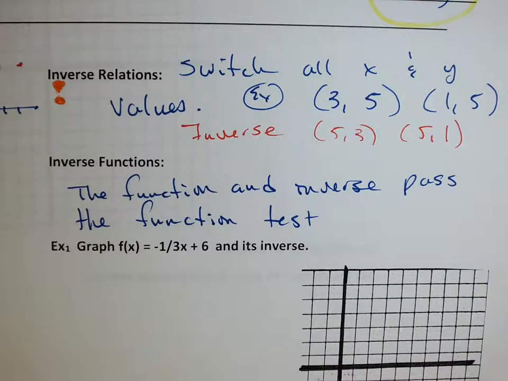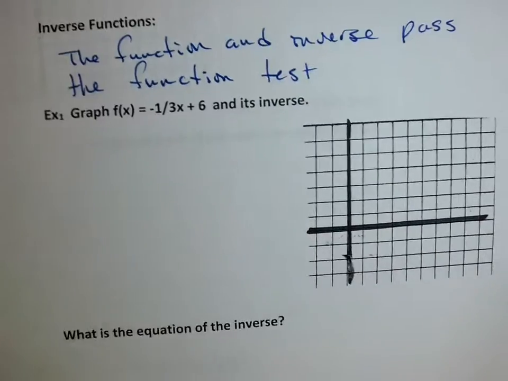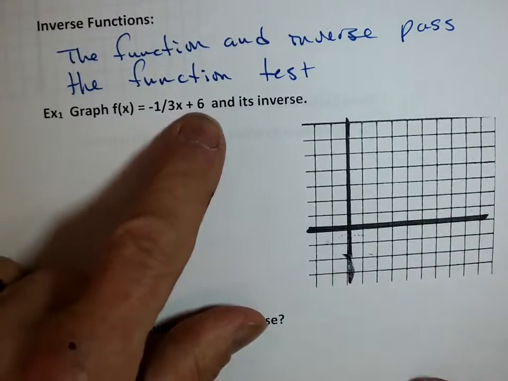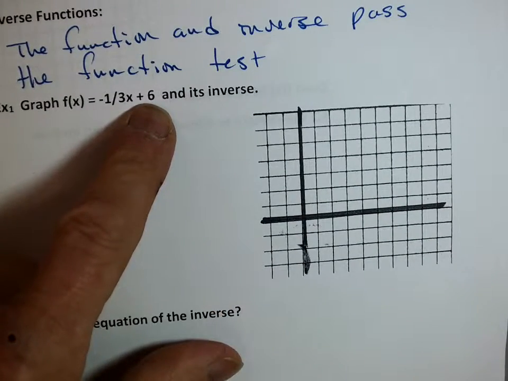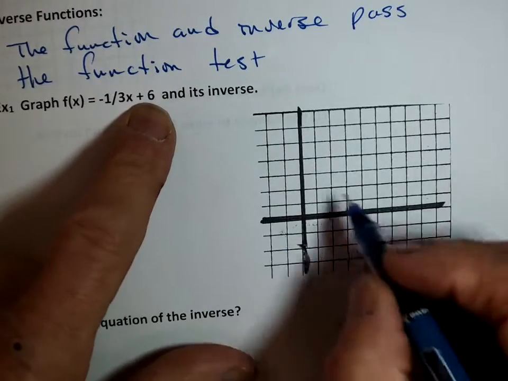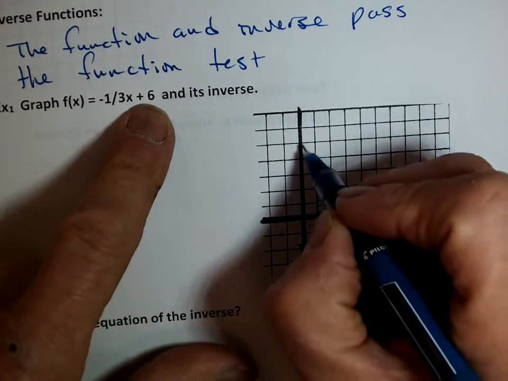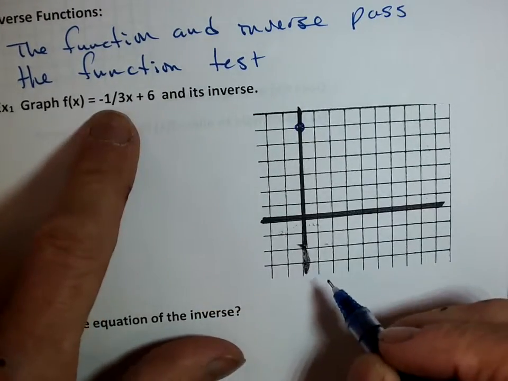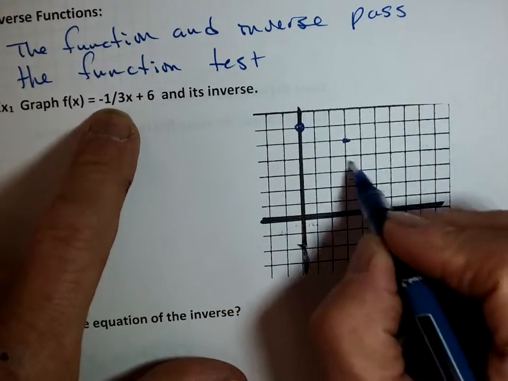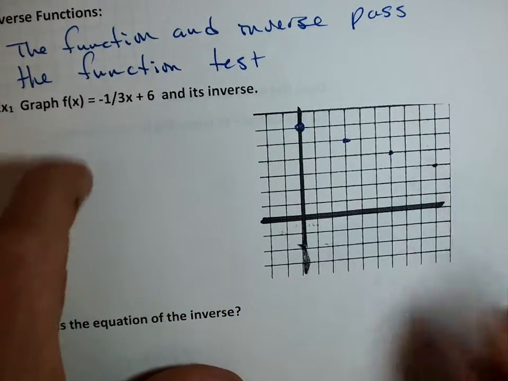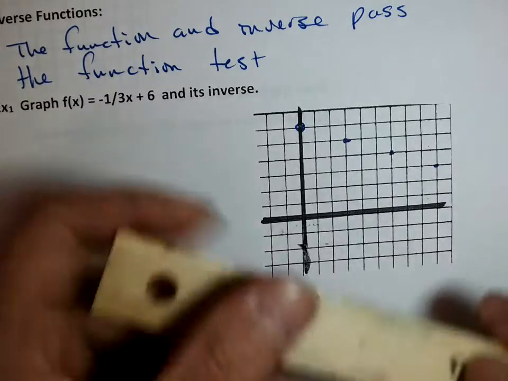Okay, so example 1. If we graph f(x) = 1/3 x + 6, I'm going to graph that. I'm going to start at 6, 1, 2, 3, 4, 5, 6, and go down 1/3, down 1/3, right? So forth and so on.